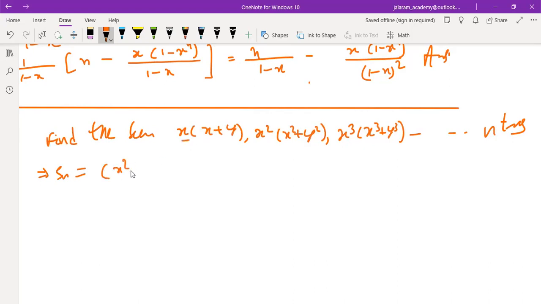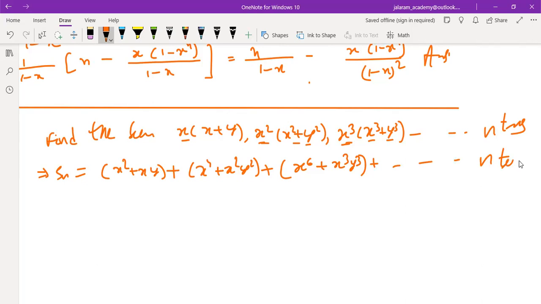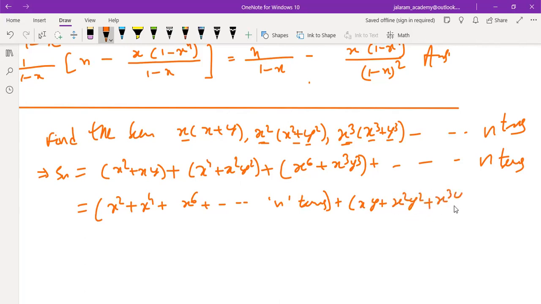if you multiply x to this bracket, x square plus xy, and in second bracket x to the power 4, x square into x square, x to the power 4 plus x square y square, plus third bracket x cube into x cube, x to the power 6 plus x cube y cube, and so on up to n terms, equals to, in first bracket we write x square plus x to the power 4 plus x to the power 6, and so on up to n terms, and in second term we write xy plus x square y square plus x cube y cube, and so on up to n terms.